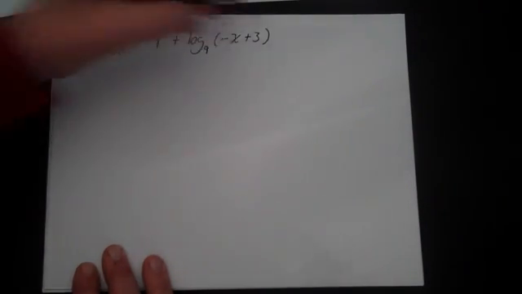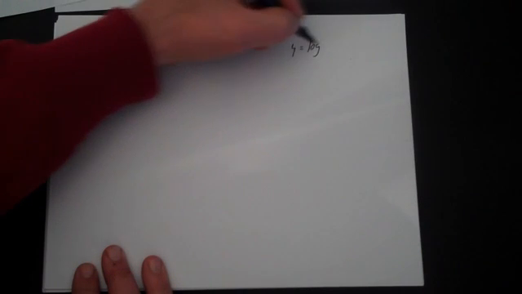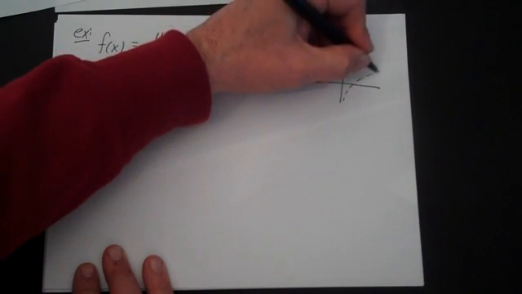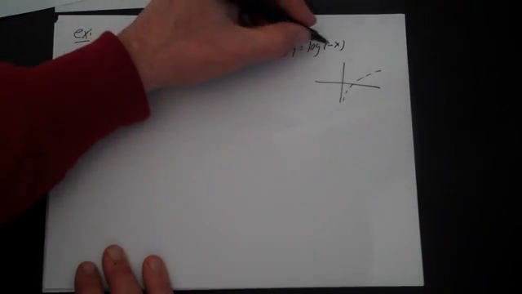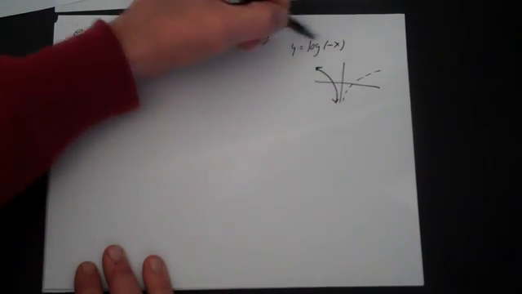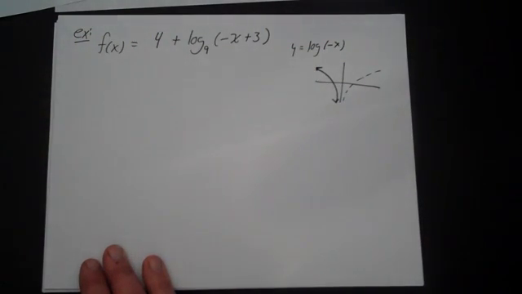Let's do one more problem, which is maybe one of the harder problems that we've done. Let's do f of x is equal to 4 plus log base 9 of (minus x plus 3). So we have to remember what y is equal to log of minus x looks like. We don't see that very much. Remember, that's what log x looks like. So if it's log of minus x, it's a reflection across the y-axis, so it looks like that. So that's your basic graph of y is equal to a log of minus x.